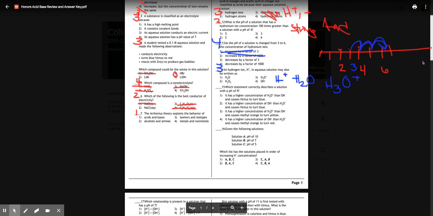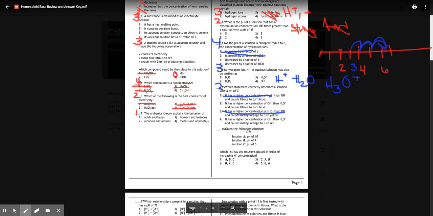Which statement correctly describes a solution with a pH of 9? pH of 9, high pH, it's a base, which means you have more hydroxide. So it's not 3 and it's not 1. Now, bases, will they cause litmus to turn blue or will they cause methyl orange to turn red? I need to look on Table M because I don't know off the top of my head. Litmus will be blue, pH of 8.3 and higher, and so that fits for 9. Methyl orange should be red at 3.1 or lower. So no, that's not the answer. So it's got to be choice 2.